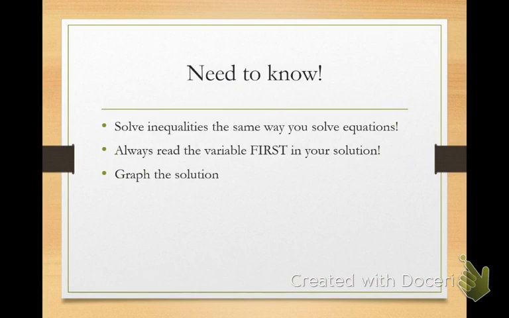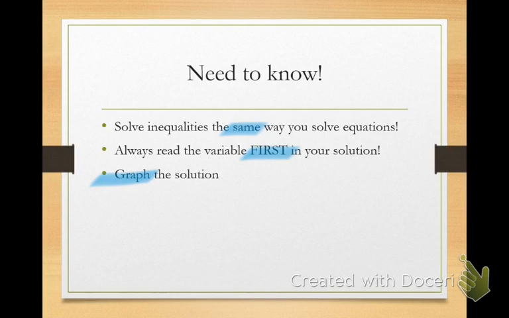All right, so today we're doing addition and subtraction. And good news, we solve inequalities the same way that we solve equations. So we use inverse operations to solve. This is important. We'll talk more about this in a couple slides from now, but we always need to read the variable first in our solution, okay? So sometimes the actual inequality symbol can look confusing when we're not reading the variable first, all right? And then, of course, we're going to graph our solutions, which we learned how to do in 4.4.